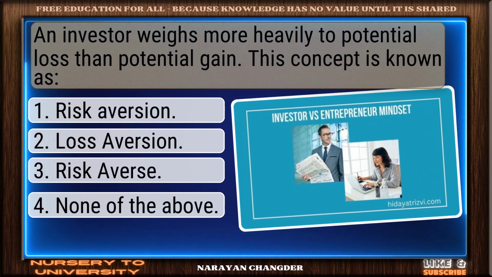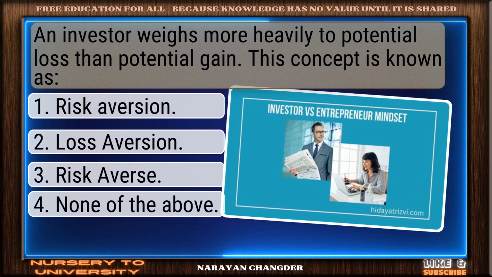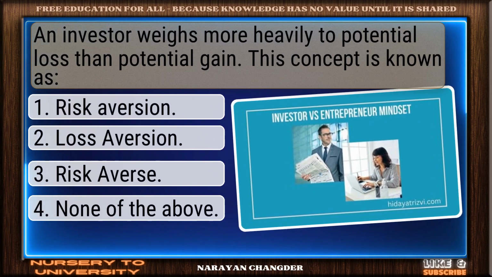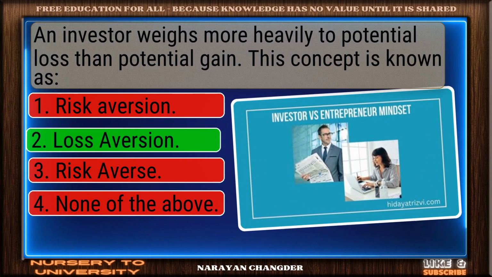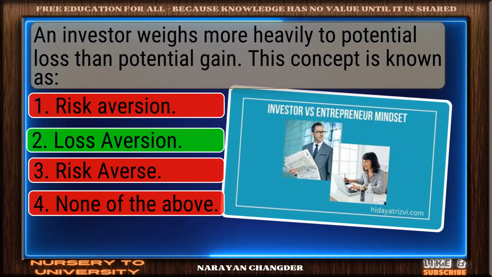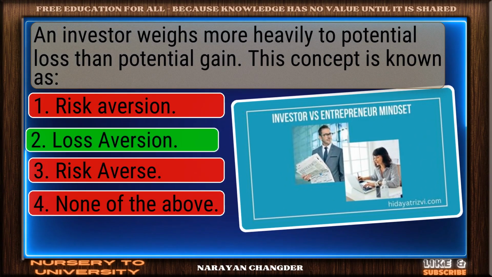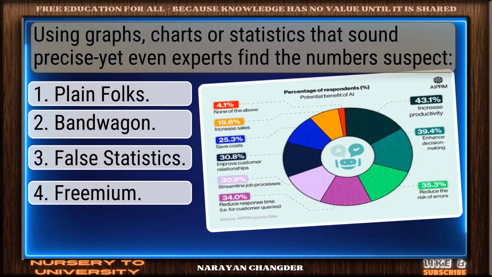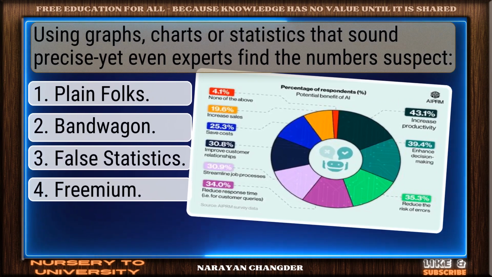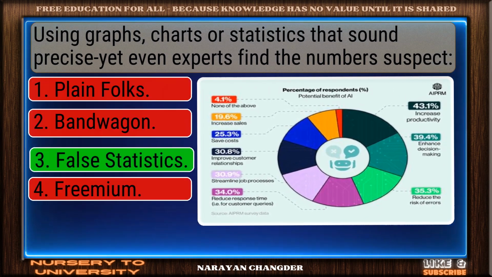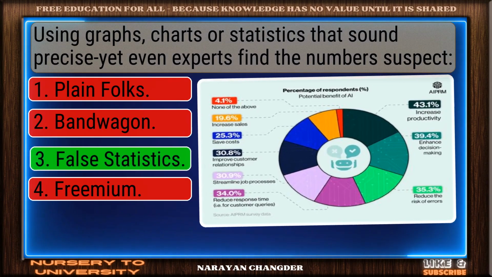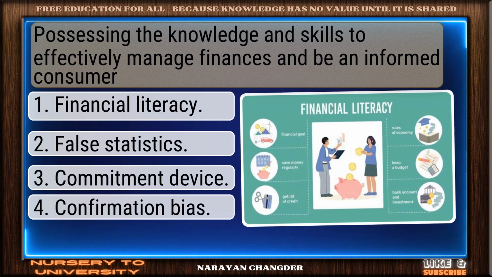An investor weighs more heavily a potential loss than a potential gain. This concept is known as. Nice selection. Loss aversion is the correct and valid answer. Using graphs, charts, or statistics that sound precise, yet even experts find the number suspect. Good thinking. False statistics is the right answer.